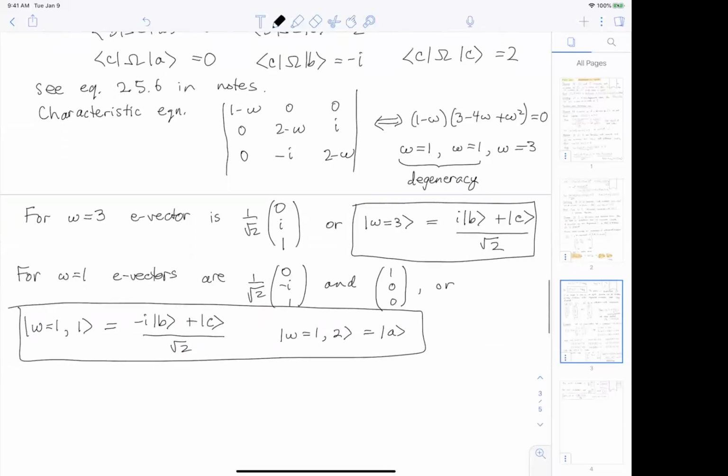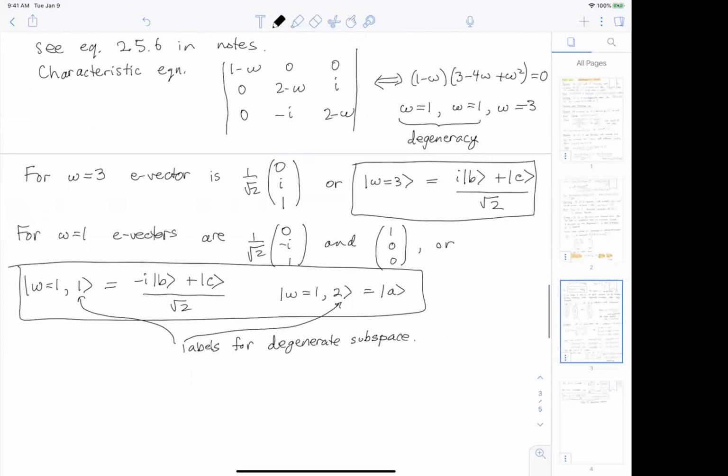Okay, so now, just to explain the notation, I've got one label which tells you the eigenvalue, which is omega equals 1. And then there's a second label, which is 1 and 2 here. Those are labels for the degenerate subspace. They tell you which of the two vectors in the degenerate subspace you're talking about, 1 or 2. Okay, so as the theorem promised us, these are orthonormal.